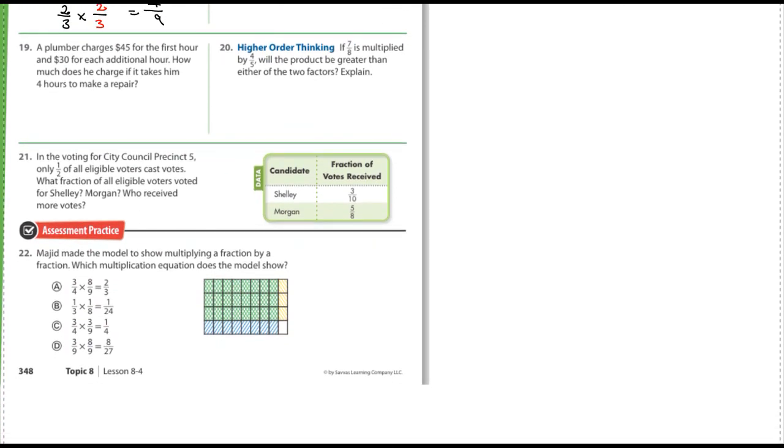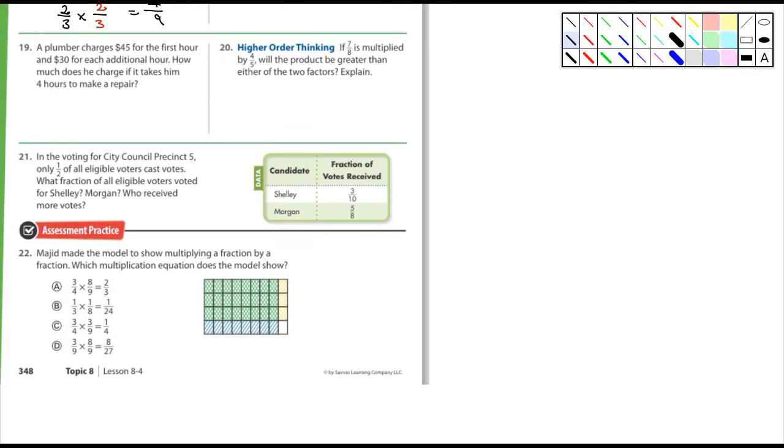Number 19, a plumber charges $45 for the first hour and $30 for each additional hour. How much does he charge if it takes him 4 hours to make a repair? I'll see if you guys can figure that one out. Number 20, if 7/8 is multiplied by 4/5, will the product be greater than either of the two factors?